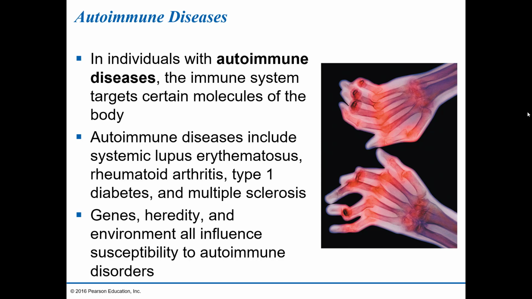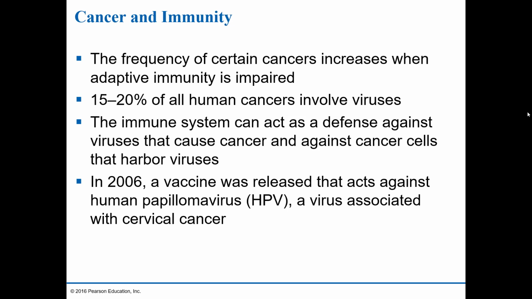And there's a lot of things that can influence these disorders or influence your susceptibility to them. Genetics, heredity, a virus that maybe you received that ended up causing something like this. All of those things influence your susceptibility. And then immunity plays a role in cancer. The frequency of certain cancers will increase when your adaptive immunity is impaired, because about 20% of all human cancers involve a virus in some way. So the immune system can act as a defense against viruses that cause cancer and against the cancer cells that harbor the virus.